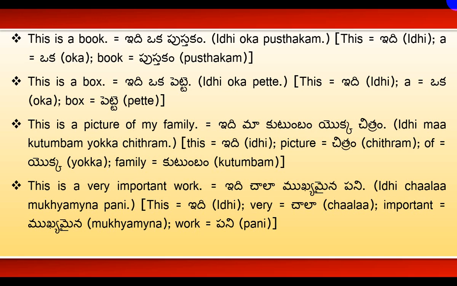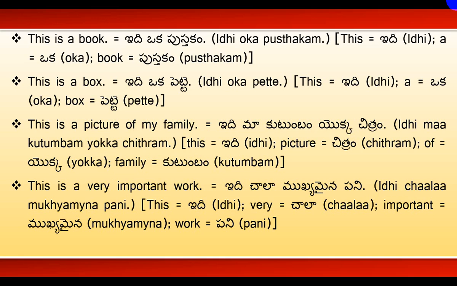This is a book means ఇది ఒక పుస్తకం. Here this means ఇది, a means ఒక, book means పుస్తకం. This is a box means ఇది ఒక పెట్టె. Here this means ఇది, a means ఒక, box means పెట్టె.